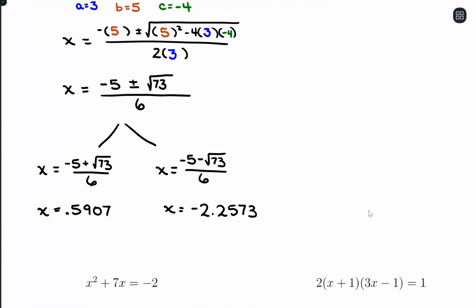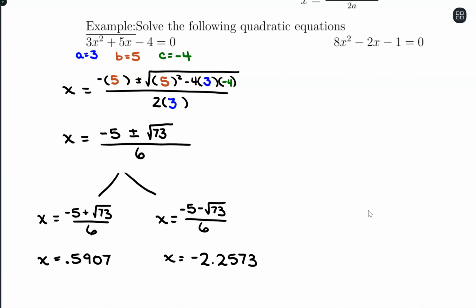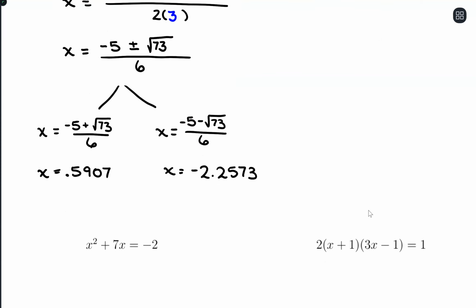So what this is giving me is our x-intercepts for our quadratic function. Our function 3x squared plus 5x minus 4 is going to have x-intercepts at 0.590 and negative 2.260. And let's take a look at that with our graph.